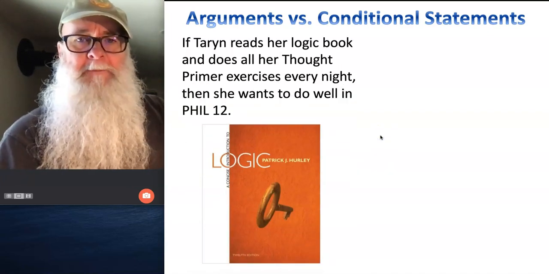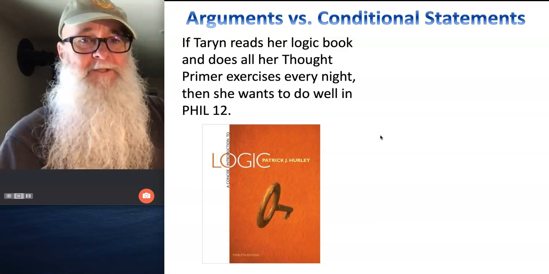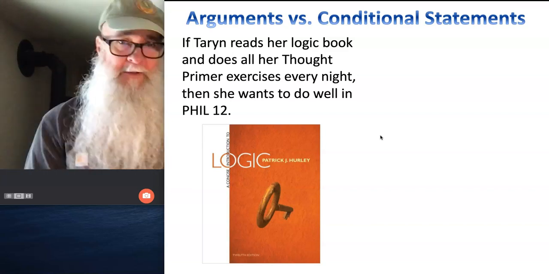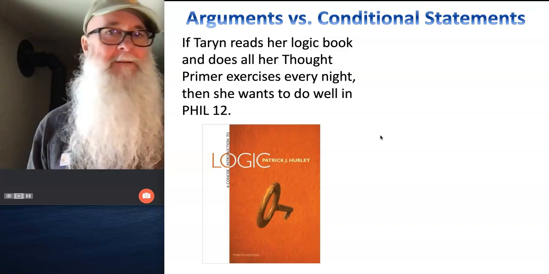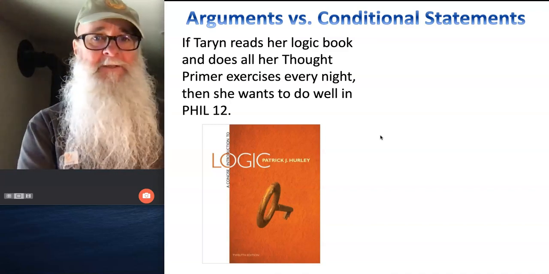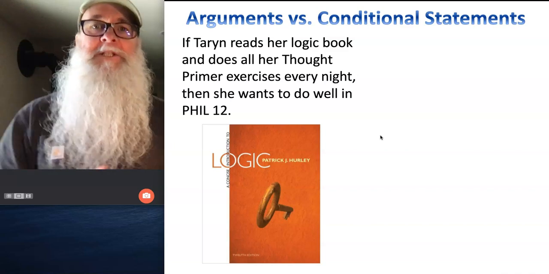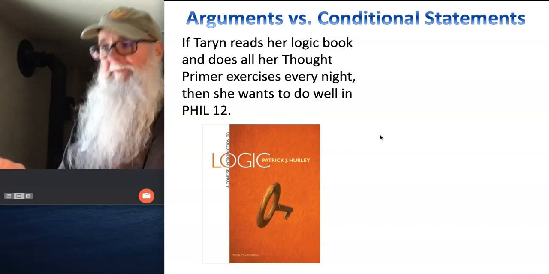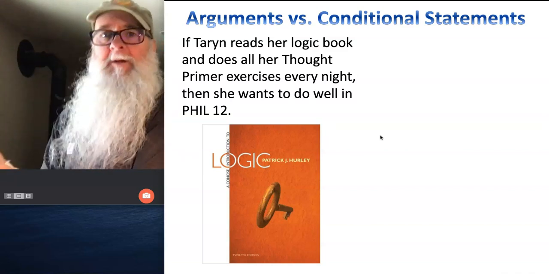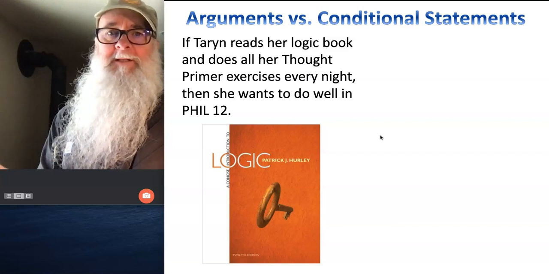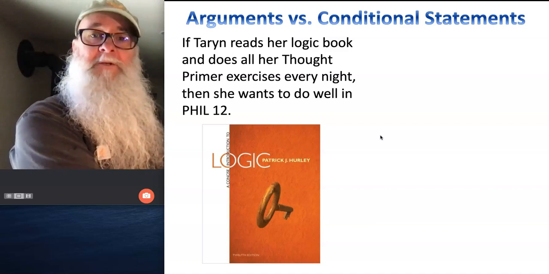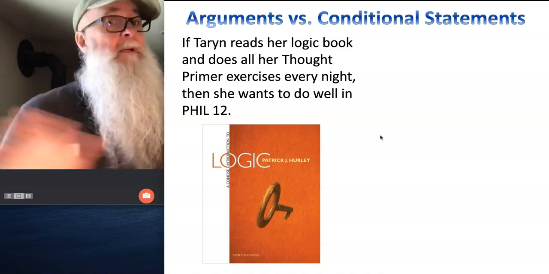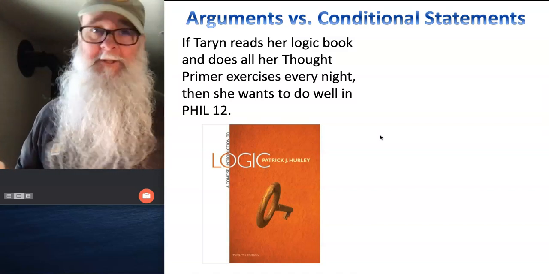If Taryn reads her logic book and does her thought primer exercises every night, then she wants to do well in Phil 12. Now, if you look carefully at that statement, it's not saying that Taryn reads the book or does her thought primer exercises. It's not saying she wants to do well in Phil 12. It's just saying this. If the set of conditions that Taryn reads her logic book and does her thought primer exercises every night exists, then this other set of conditions, her wanting to do well in Phil 12, will also exist. But it's not saying that either one of those conditions actually exist.